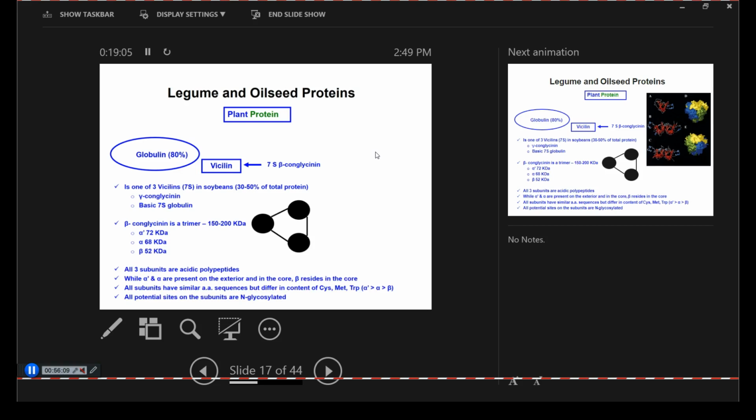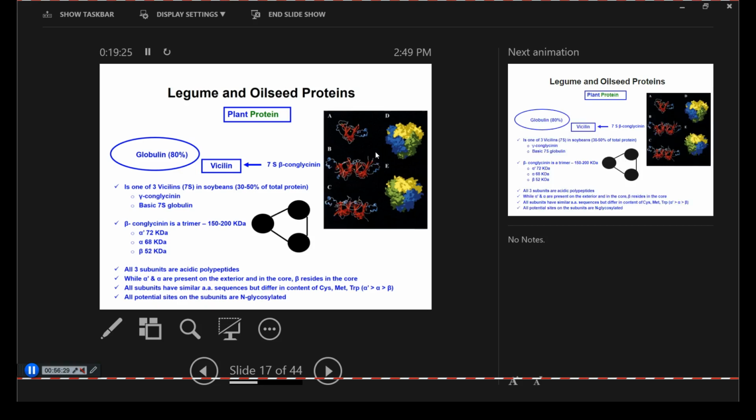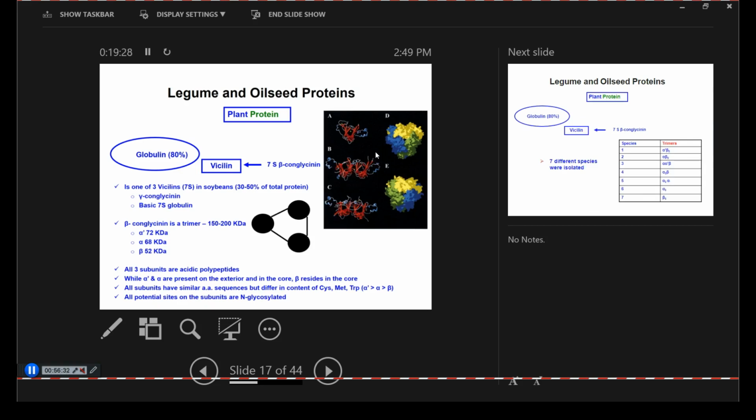So all of these subunits, the alpha prime, alpha, and beta, are mostly acidic polypeptides. But alpha prime and alpha are more hydrophilic on the surface than beta. Because of that, when they associate together, the beta subunit is mostly on the interior, and then the 2 subunits kind of cover the exterior of that oligomer. So beta resides in the core.